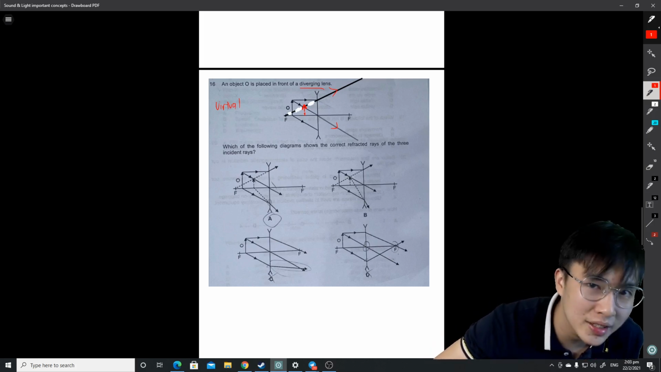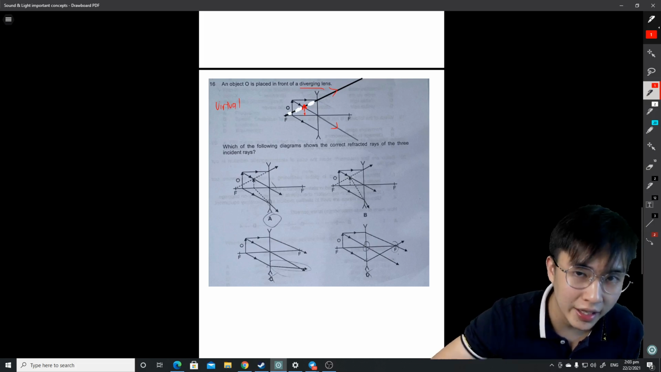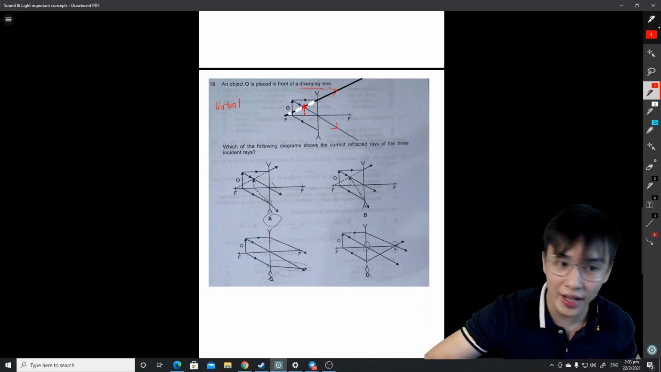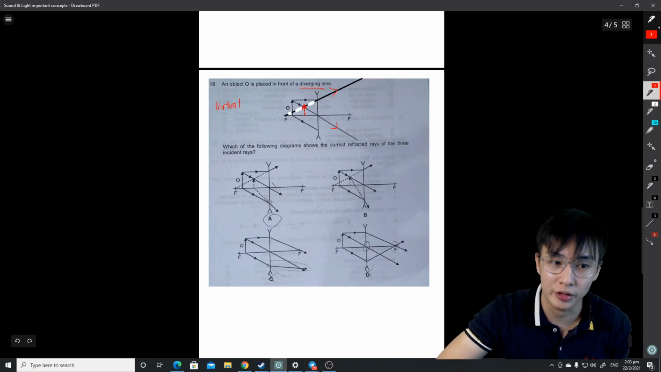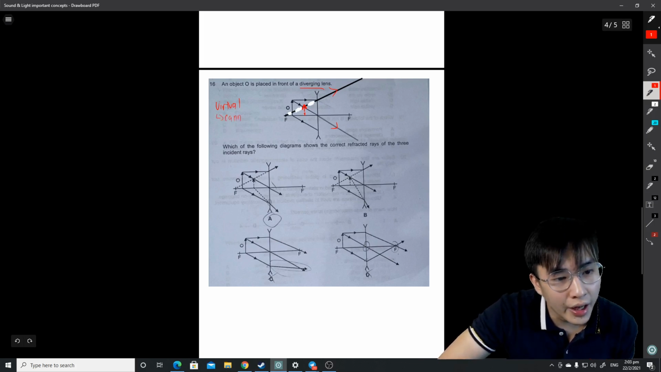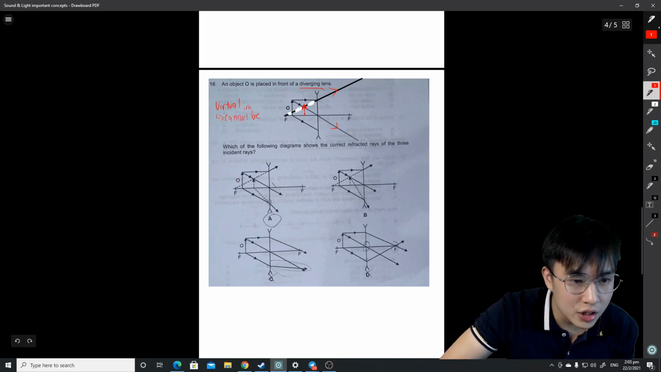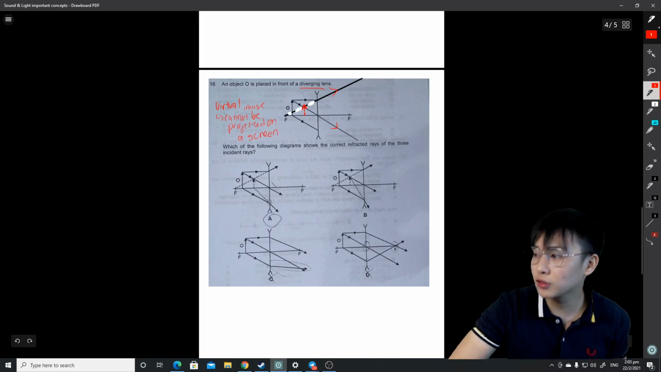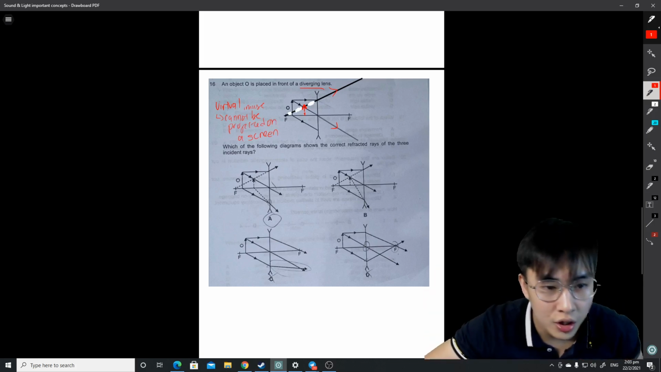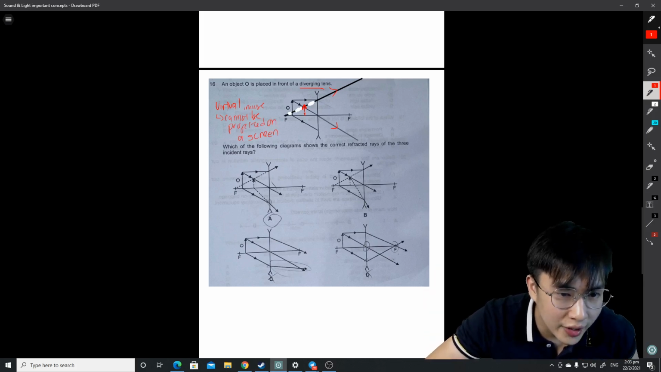These are extrapolated rays. They are not real rays. You just extrapolate backwards. They are not real rays. Hence, it cannot actually be projected on the screen. That's the meaning. Virtual means the image cannot be projected on a screen. So super duper easy. I hope that was clear for you all. Now, we look at the last one here.